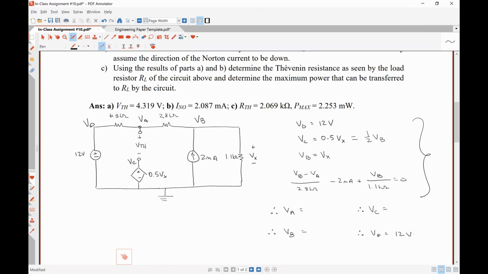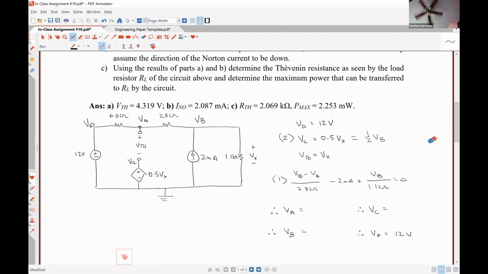Which equations would be used in the system? Would it be the KVL, VB, and then VB equals VX? So let's see. We have three unknowns, right? So we'd definitely be using this guy. We'd definitely be using this guy. Am I missing an equation? I am. I'm missing an equation. That's the issue.